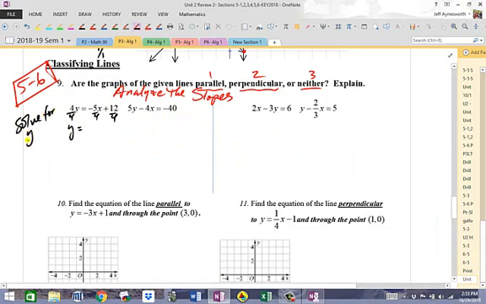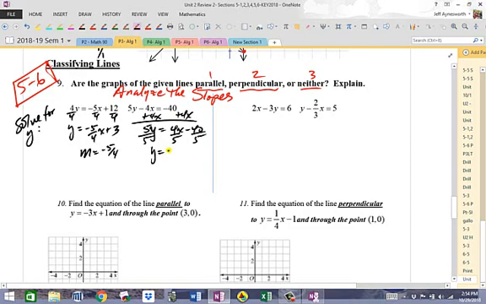So I get -5/4 x plus 3. So notice that the slope is -5/4. Here I'm going to add 4x to both sides. And I get 5y is equal to 4x minus 40. And then I divide by 5. So I get y equals 4/5 x minus 8. So the slope is 4/5.